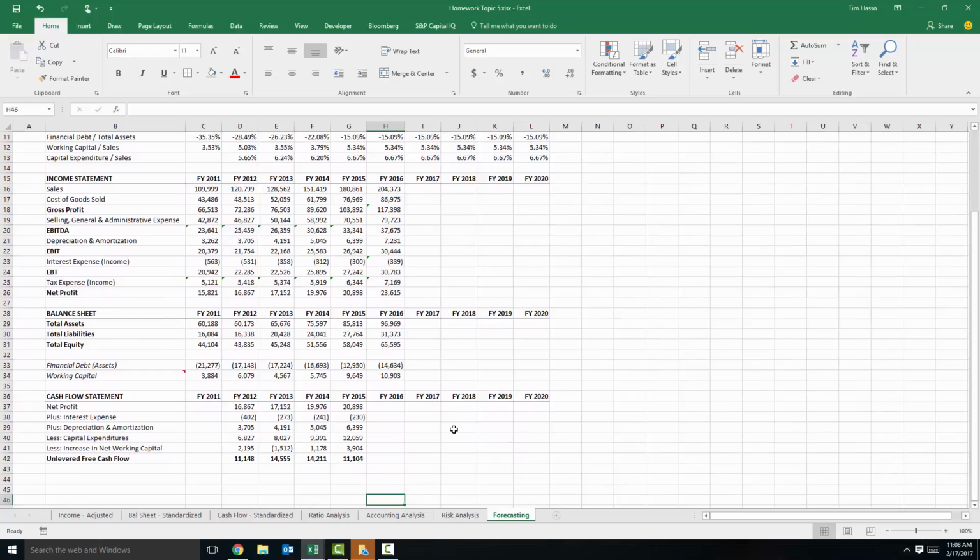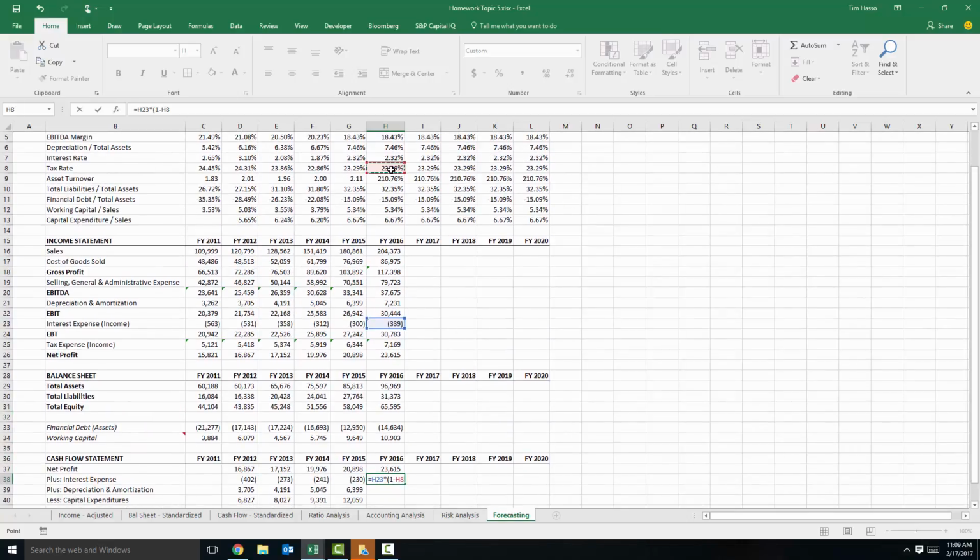Then we also need to forecast the cash flow statement. So the cash flow statement is going to be, again, using net profit as the starting figure. We're going to add back interest expense. So we're going to take our interest expense, but remember that we're going to take it after tax. So we're going to take 1 minus, H23 multiplied by, open up a bracket, 1 minus the current year's tax rate, which is in H8 in this case. Close the bracket, and we get negative 260.